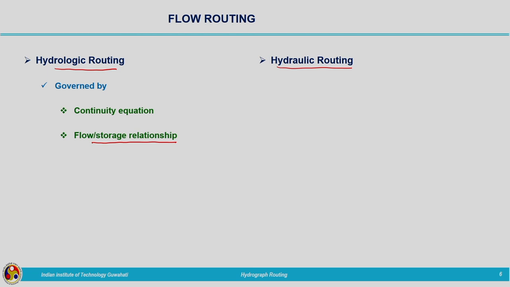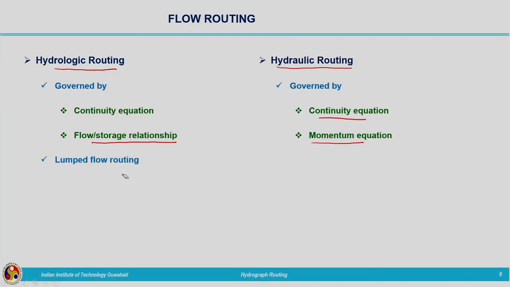On the other hand, as far as hydraulic routing is concerned, it is governed by both continuity and momentum equations. In the case of hydraulic routing, we are making use of continuity and momentum equations together. In the case of hydrologic routing, we are making use of only the continuity equation along with the equation related to storage. And hydraulic routing incorporates both the continuity and momentum equations. This hydrologic routing is also termed as lumped flow routing. Hydraulic routing is termed as distributed flow routing.